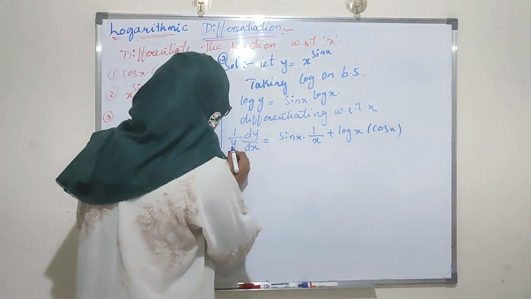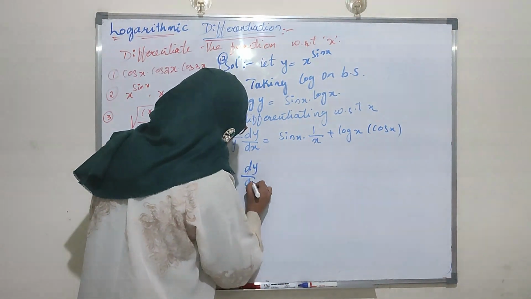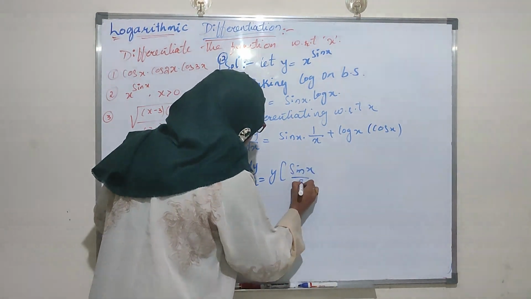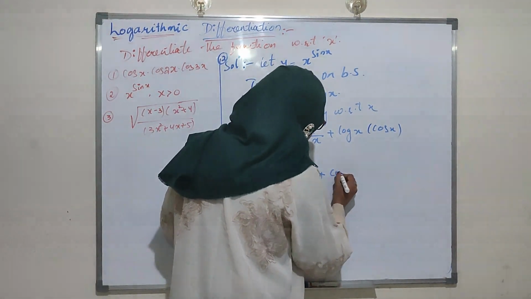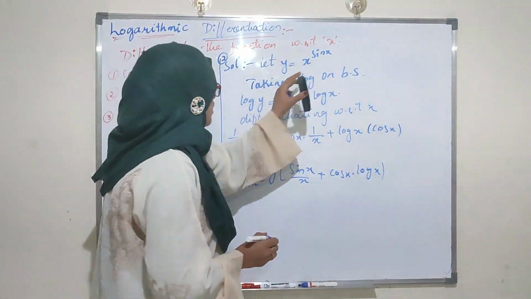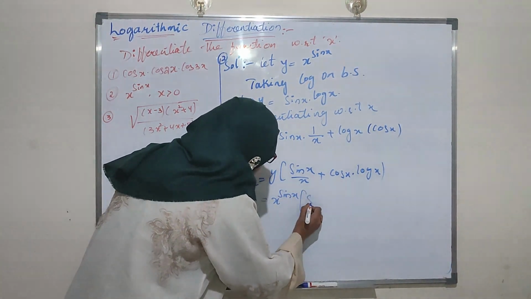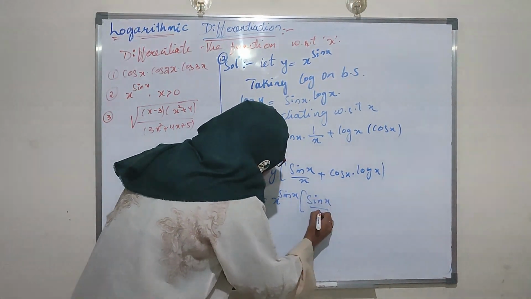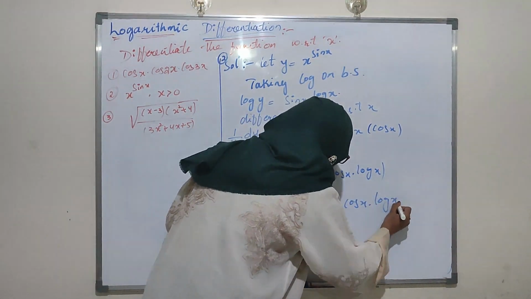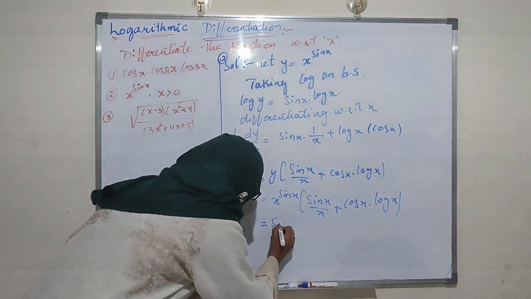Okay, so here we have y, we have to take this y on the right hand side, then it goes into the numerator as y is equal to x raised to sin x, into sin x by x plus cos x into log x. Substitute the value of y. So now we can further simplify.